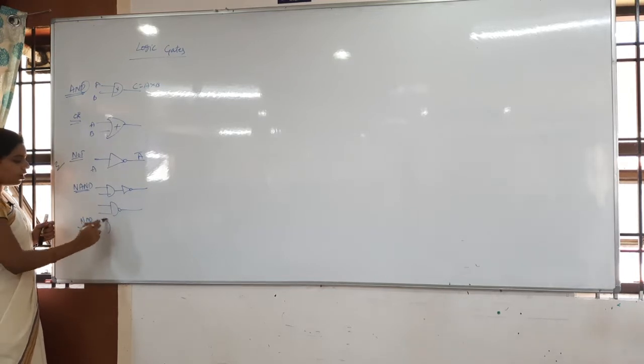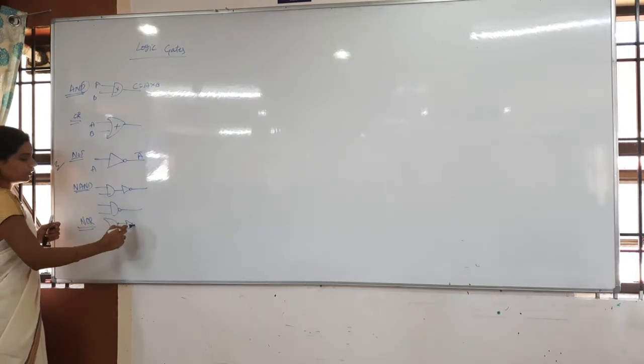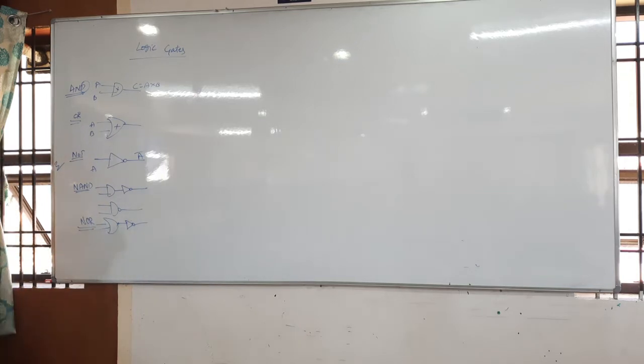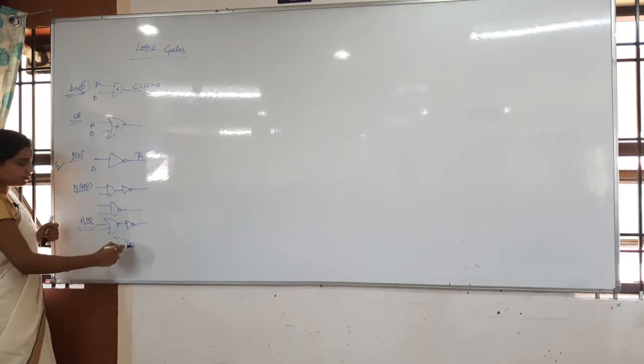The NOR gate is nothing but OR plus NOT. OR plus NOT gives you the NOR gate. The symbol will be like this.